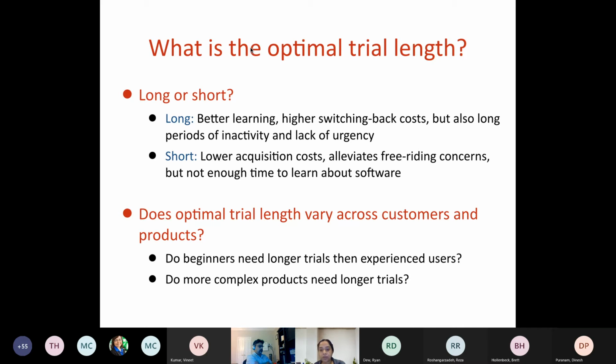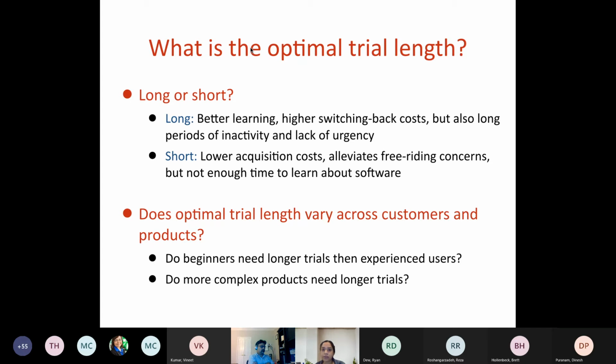And more broadly, you might also think about this trial length as being differentially effective for different type of customers and products. So if you think that learning is somehow important, you might say that beginners have never used this product. They know nothing about it. So they need more time to learn about this compared to, let's say, experienced users. Similarly, you might say maybe for more complex products, you need longer trials.